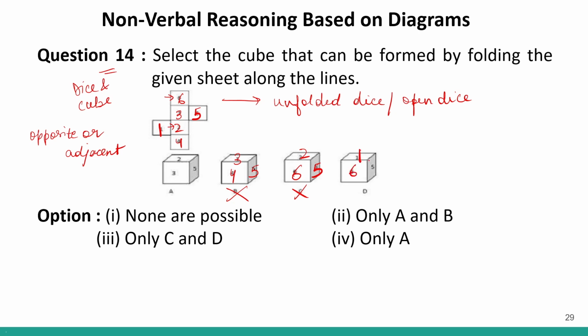Over here we have 6, 1 and 5. So again, the numbers adjacent to 6 have to be 3, 5 and 1. 1 cannot be adjacent to 5. So this eliminates option number D as well. Correct? Now it leaves us with option number A, which has 3, 2 and 5. So 3, 2 and 5 can be adjacent to each other in this diagram. So the answer will be option number 4, only A. Okay, this will be the correct answer.